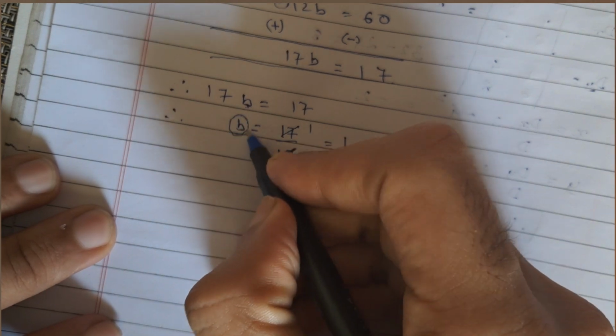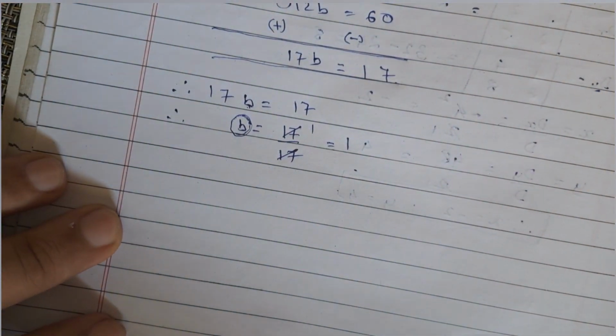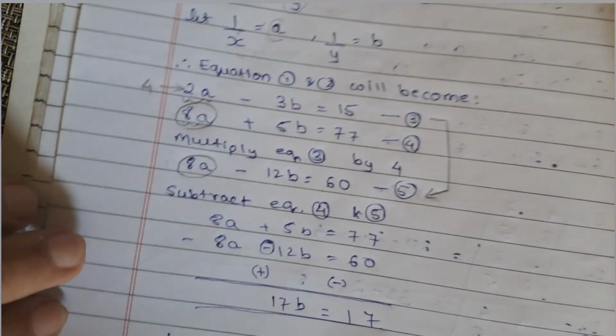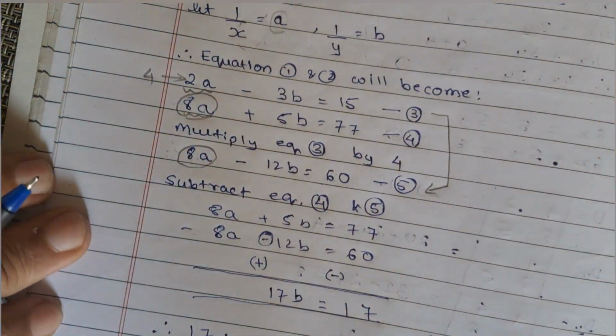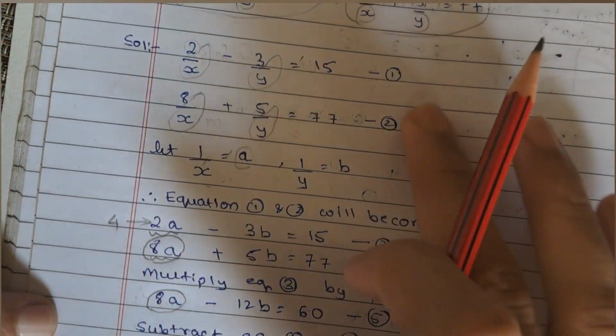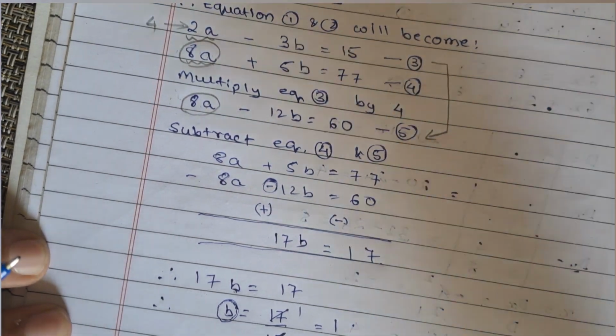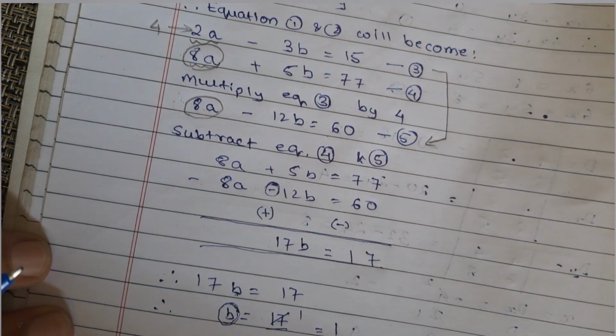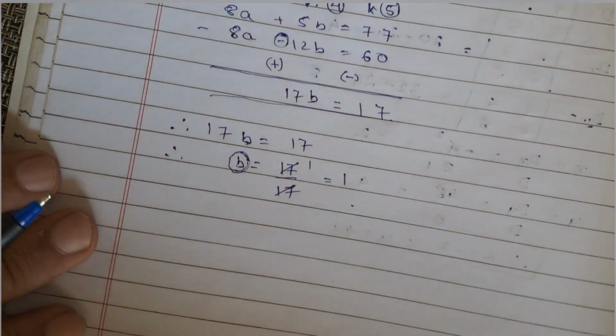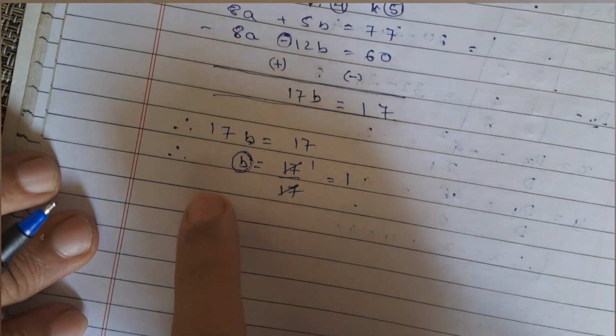Getting b will not do the work. I need to get the value of a as well. So let me see some equations where a is present. If you see in these above equations, a is not present anywhere over here. A is present in these three equations, right? So I have to get the value of a by putting the value of b in any of these equations. So I have the value of b as 1.